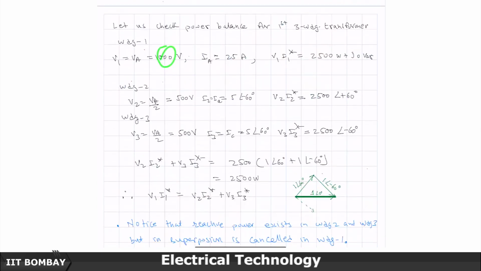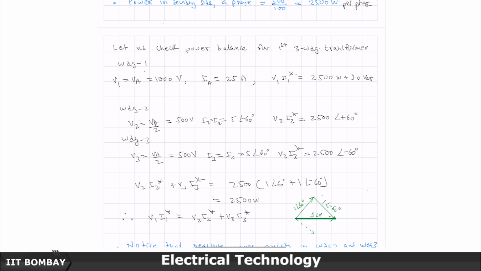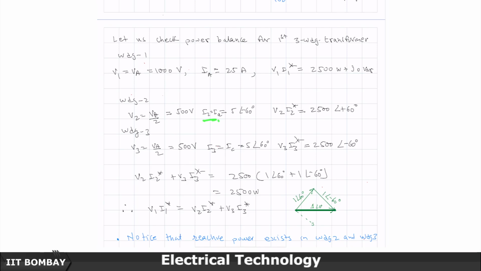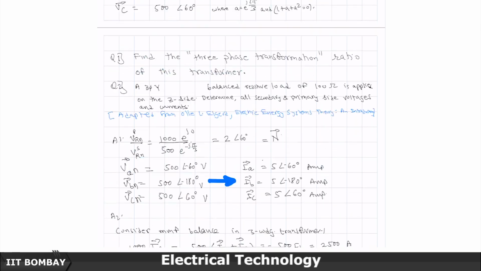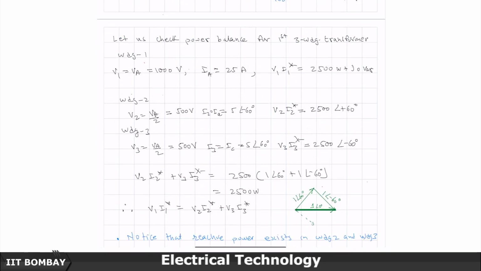Therefore, I will get V2 as VA by 2, which is 500 volts, and I2 is basically the current that this winding carries. One winding here was carrying A phase current and one winding here is carrying the C phase current. So, the same information has to be used. The I2 that carries A phase current is at angle minus 60 degrees. So, V2 I2 star is 2500, and the complex conjugate makes it plus 60 degrees. You can see that this 500 volt secondary winding is carrying complex power; there is active power in it, and there is reactive power also flowing in it.